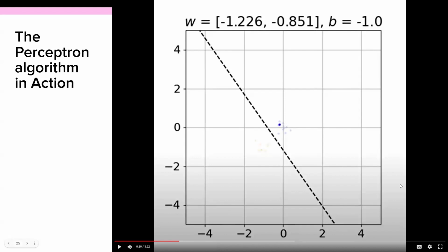Okay, the algorithm seems to have settled into a solution, and we see that the line passes right between the positive class down here and the negative class in the top right. So hopefully that visualization provided some intuition about what the update rule means.